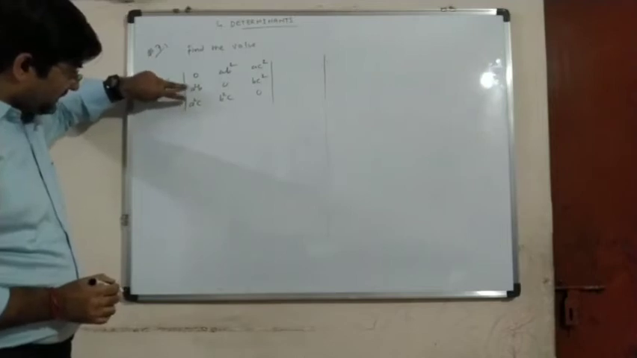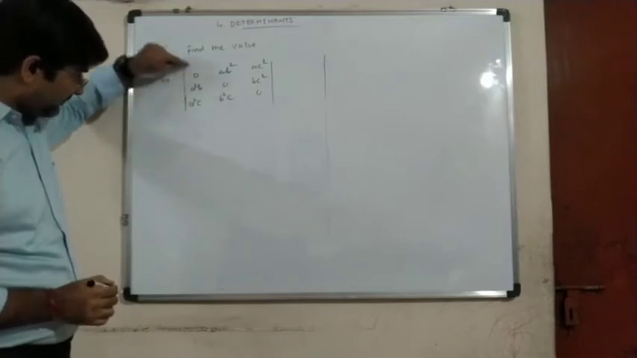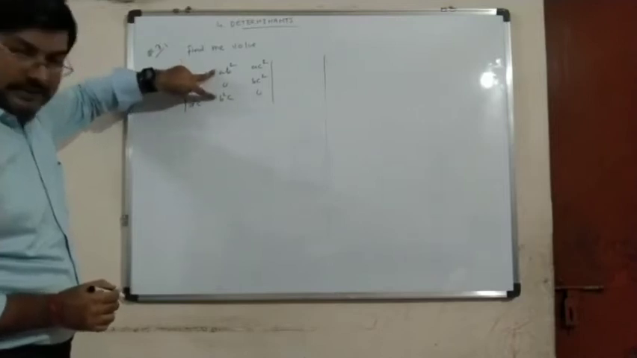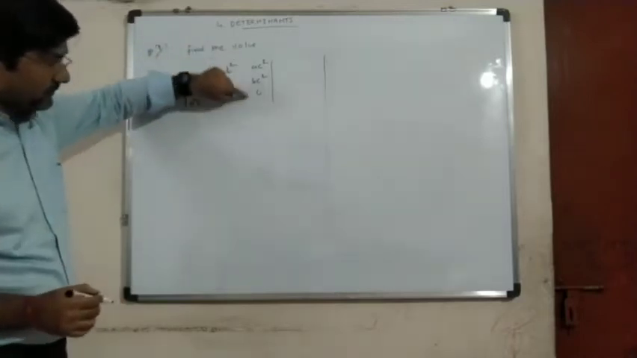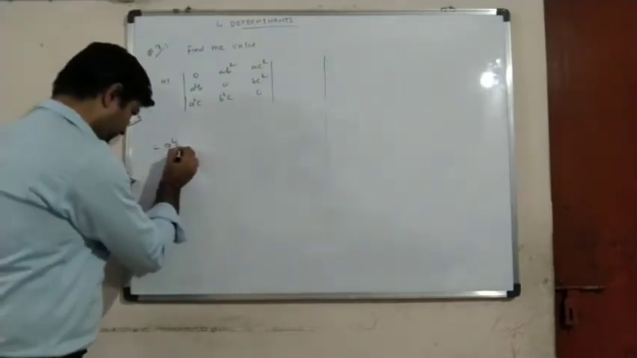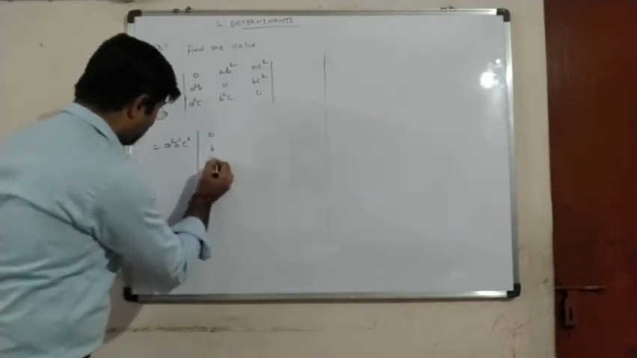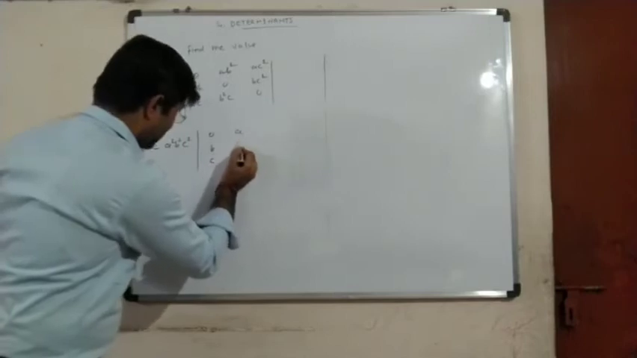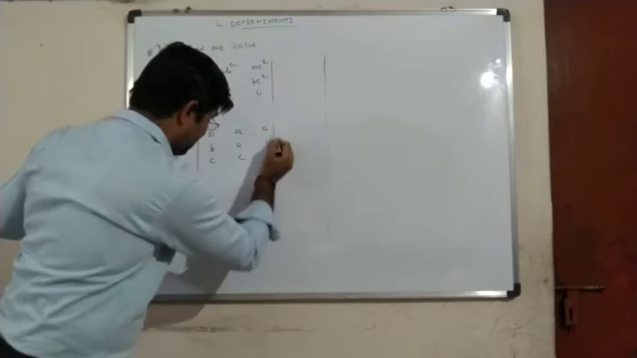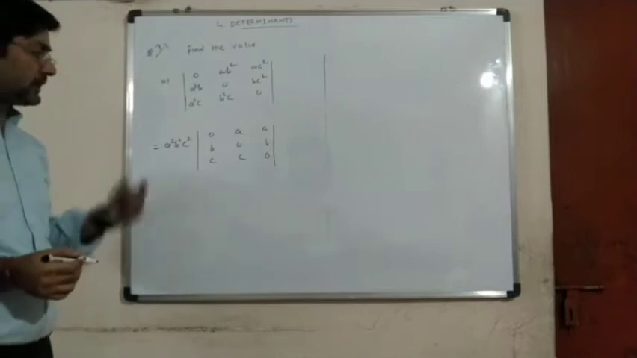You can notice that in each element of the first column we have a square, so we can take a square common. Similarly, in the second column we can take b square common, and from the third column we can take c square common. Taking a square, b square and c square common, we get 0, b, c; a, 0, c; and a, b, 0. Clear? So we got this determinant.